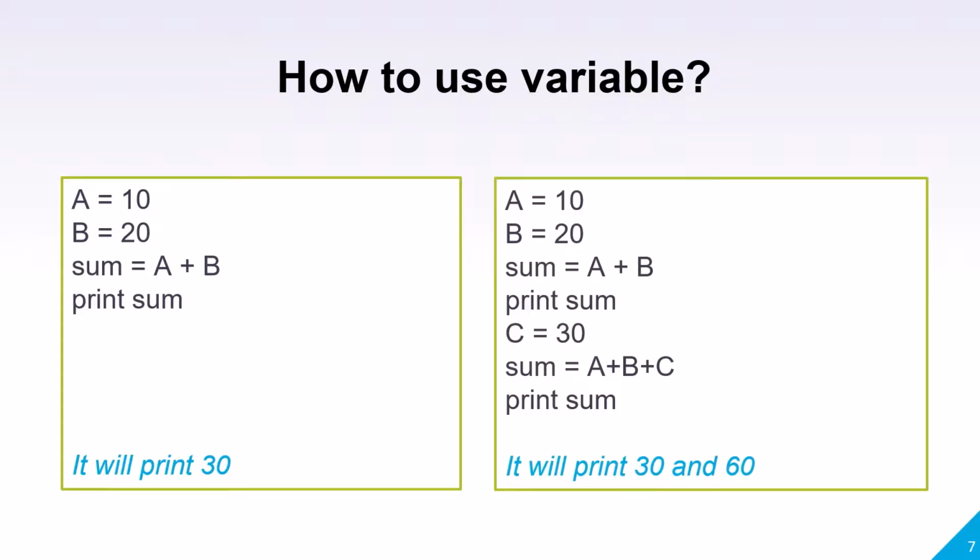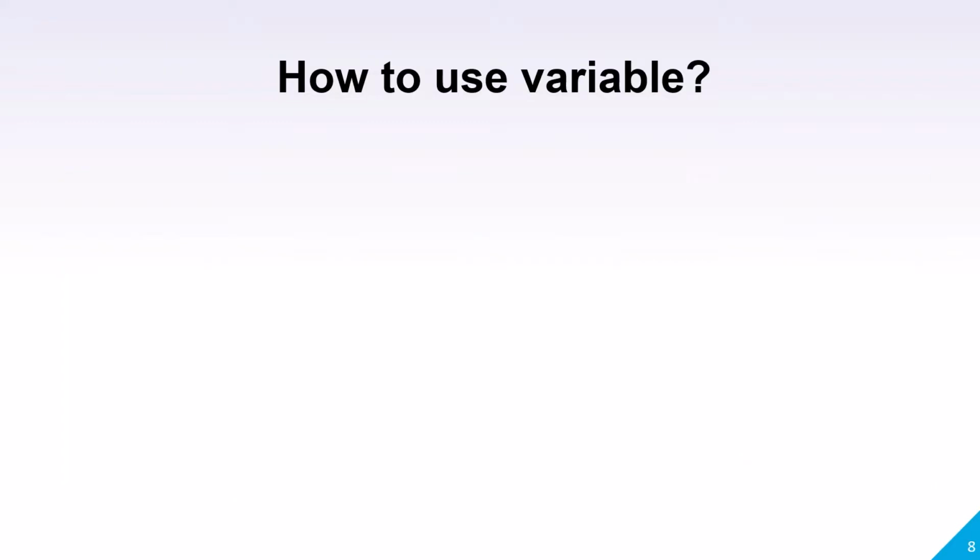Another example, here the same thing, a equal to 10, b equal to 20. The sum is a plus b, it will evaluate to 30. So if I print it, it will show 30. Take another variable, let's say c equal to 30. So c is a variable whose value is 30. Again I am taking the sum a plus b plus c, and then if I print the sum, the value will be 60 because a value is 10, b value is 20, and c value is 30.